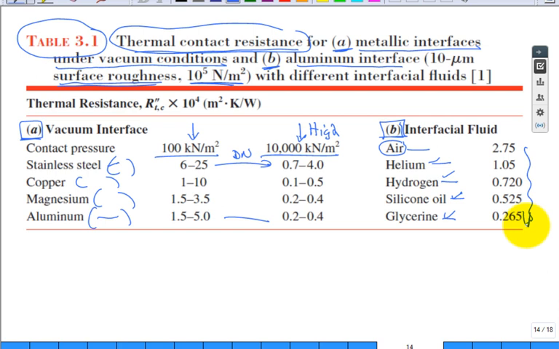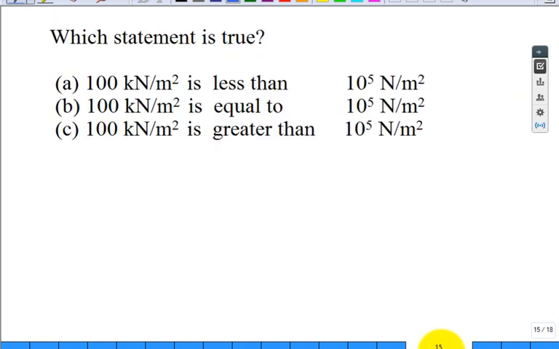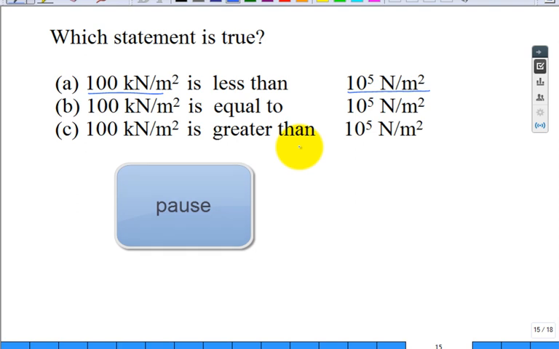Now, this is a little confusing because they've got this 10 to the 5th newton per meter squared. Then they got these pressure units or normal stresses here and here. So I have a clicker question for you. Which statement is true? I talk about 100 kilonewton per meter squared. That was part A of the table. Or I talk about 10 to the 5th newtons per meter squared. Just compare them. Is it less than, equal to, or greater than? Answer A, B, or C.